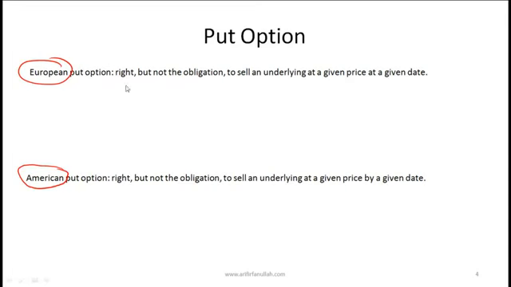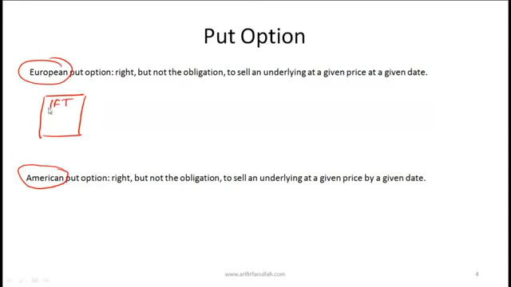So what's a put option? Again, a put option is a contract. So let's say we purchase this put option, and again there is an underlying. So let's say that this put option gives us the right but not the obligation to sell an underlying at a given price at a given date. So again, what will this contract specify? It will specify the underlying.